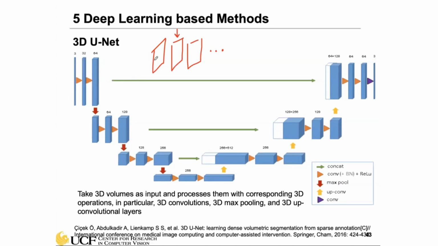This is similar for volumetric segmentation, right? We also want to look into the relationship among these neighboring slices. So that's why we add an extra dimension, right?